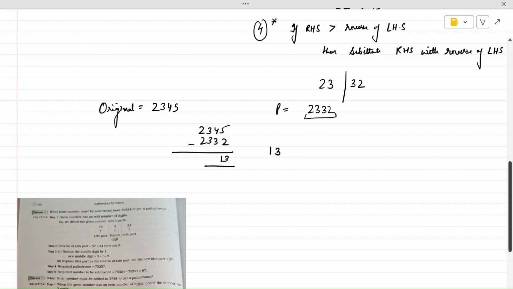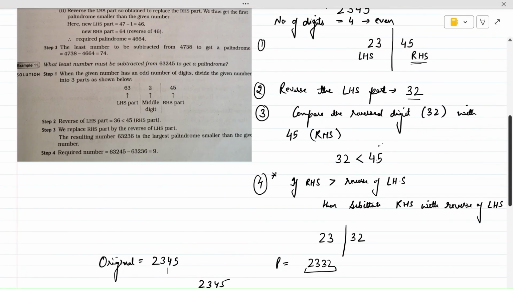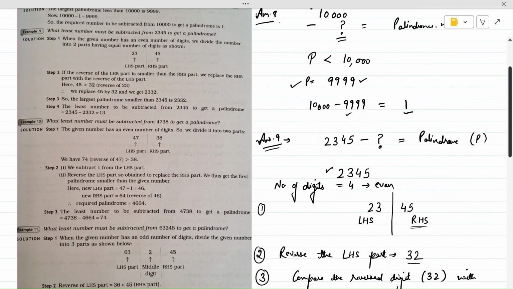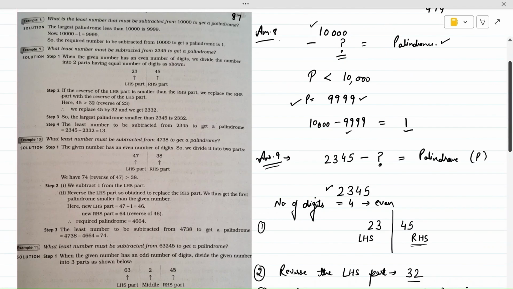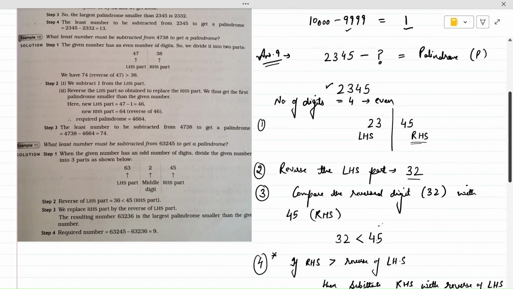So this is how we have to do such questions, kids. This is not covered in our NCERT, but it is there in RS Aggarwal. Okay, so I hope that you have understood. Again, I am repeating the process we have done. So the question was, what should be subtracted from the given number so that we get a palindrome?